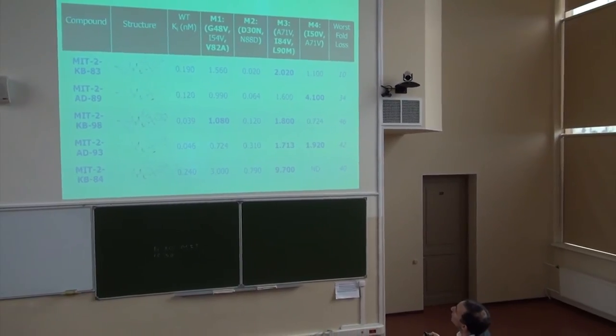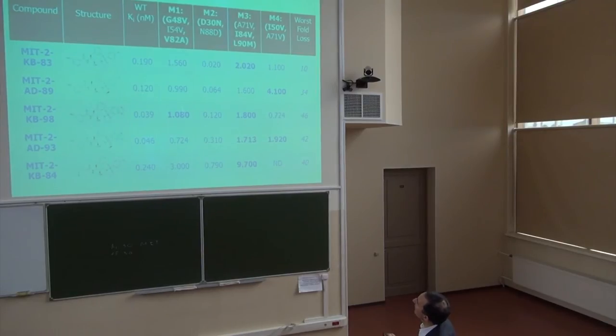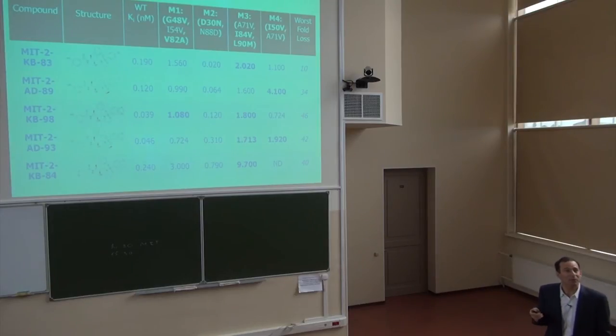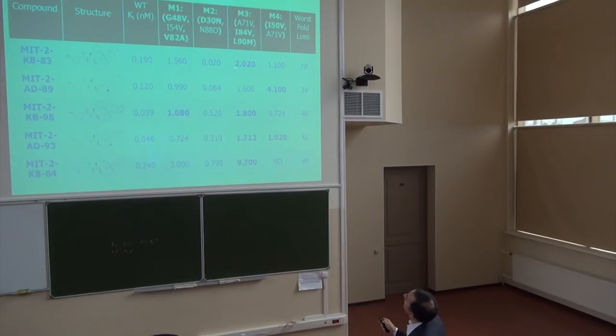The interesting question is to experimentally measure their affinity not only against wild type, but now against mutants. And so these are four very common combinations of mutants that occur in response to common inhibitors that are given to patients infected with the HIV virus. And what's the important column is here. This is the worst fold loss. So here, the M3 mutant is about tenfold worse than wild type. And here, it's the M4 mutant is about 34-fold worse than wild type.